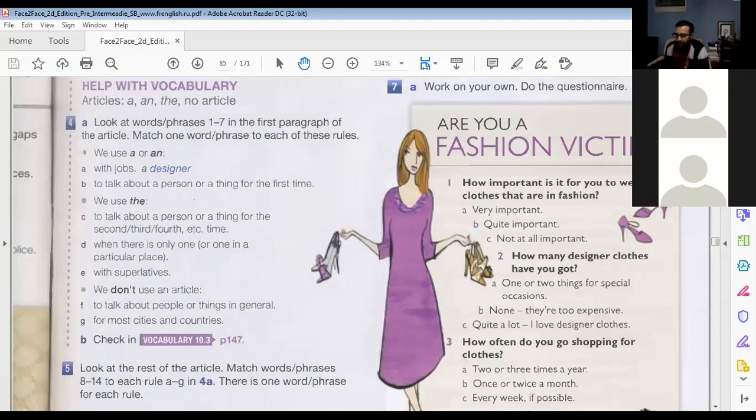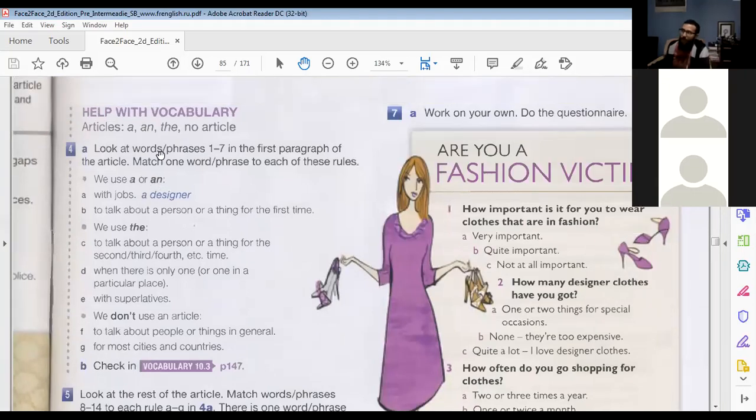This one is important and I think it's quite interesting. So here we're going to learn a few rules on when to use the article a and an, when to use the article the, and when to use no article. So I think there's a condition or a situation where you need to use each one. Okay. So here in the first situation, it says we use a or an with jobs, for example, designer, or to talk about a person or a thing for the first time.